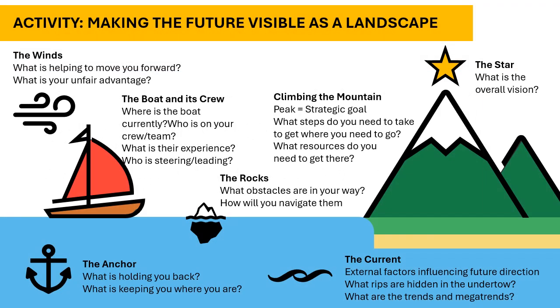Here is an example where the sea is our landscape. We are the boat, the strategic actor. We need to sail the sea to get to safe shores and climb the mountain to reach the star. Let me explain. We have things that help us move forward, like the wind, and we also have things that might be holding us back, like anchors. There might be obstacles in the way, like rocks, and there also might be a current that pulls us in one direction. We need to be aware of all these things to help us get safely to the mountain.